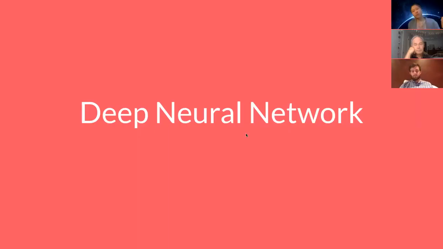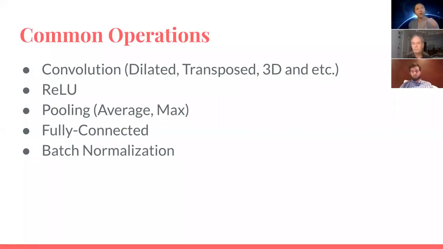Here I'm going to introduce the deep neural network architecture in more detail. Algorithmically, here are the typical common operations you're going to see in most deep neural network designs. They include convolution, ReLU, pooling, fully connected, and batch normalization. I'm going to talk about them one by one.